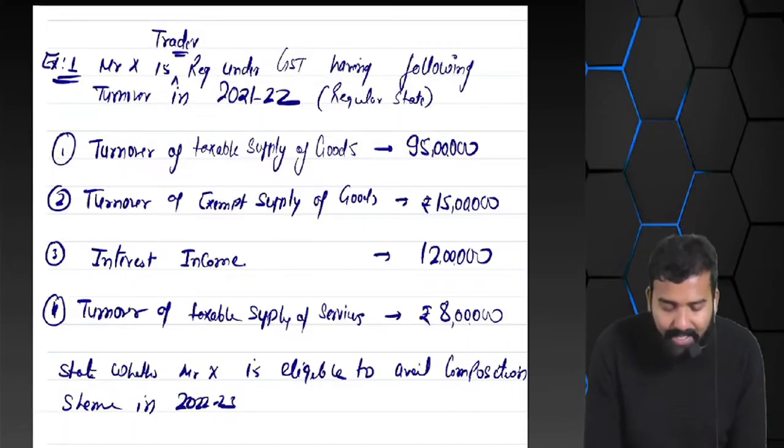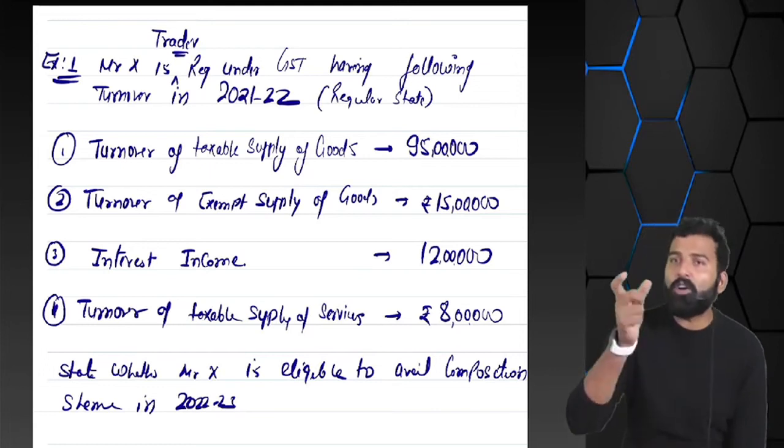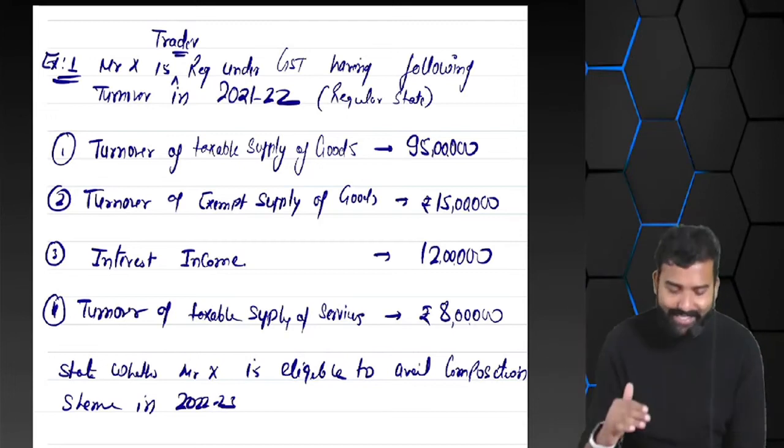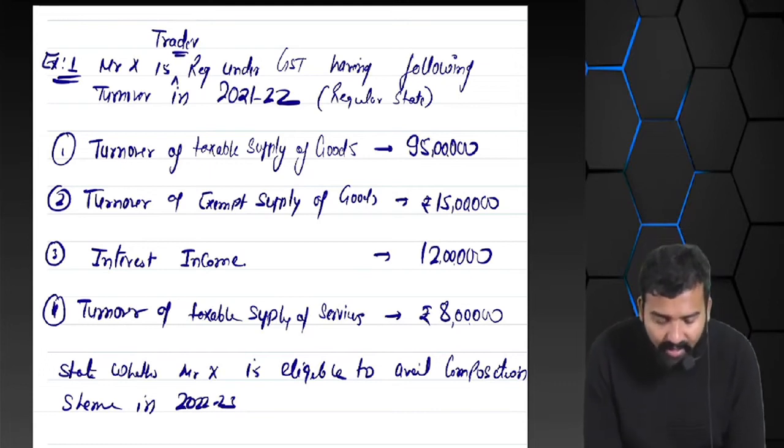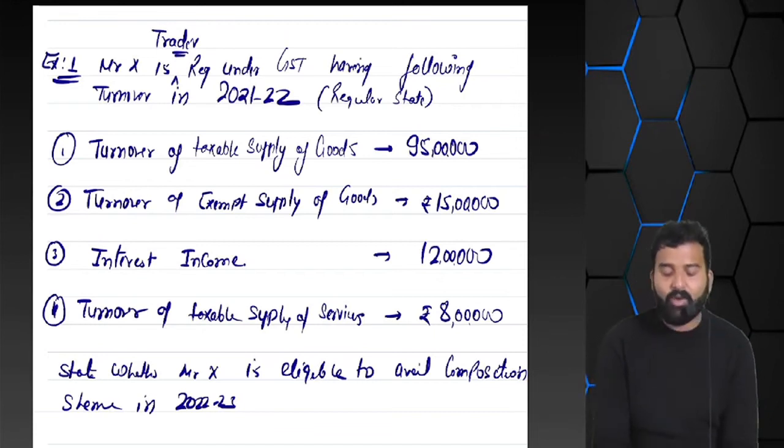I have given an example here. In this example, Mr. X is a trader. He is registered under GST, and he is having the following turnover in 2021-22. He is from a regular state, meaning he is not from these 8 states. His turnover in 21-22 is: taxable supply 95 lakh, exempt supply 15 lakh. He is also having interest income of rupees 12 lakh, and turnover of taxable services 8 lakh. We have to state whether Mr. X is eligible to avail composition scheme or not.